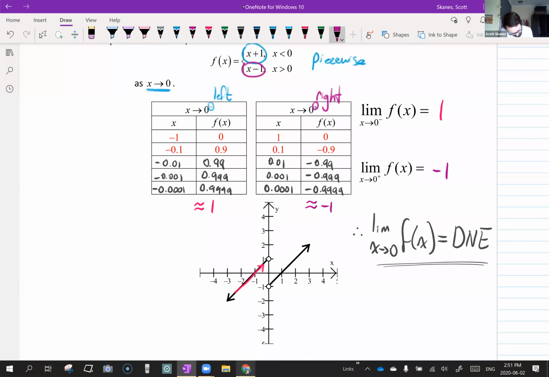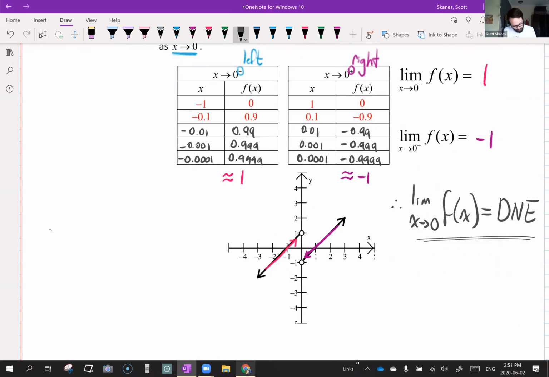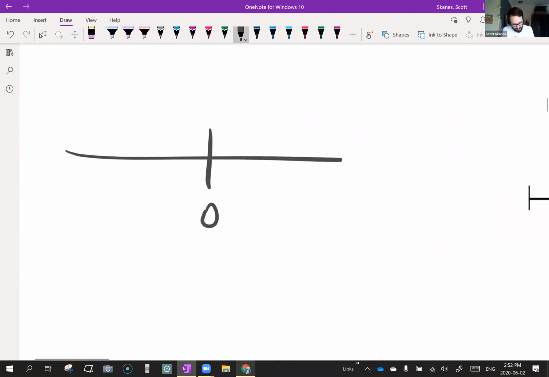As we look at the other graph, as we get closer and closer to 0 from the right, it becomes negative 1. Why do I not put 0.1? Well, let me try and make this as clear as I can. Let's just say we have the point 0. We've got 0, and we're saying, okay, let's get close to it.